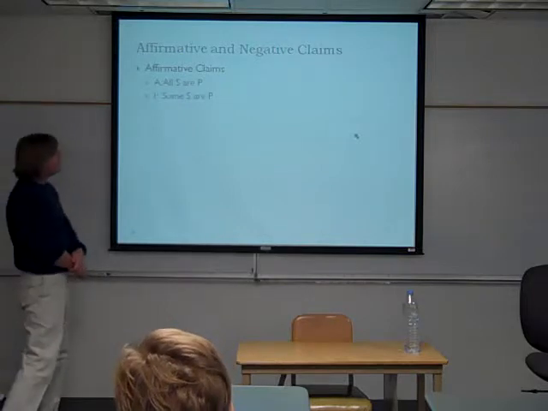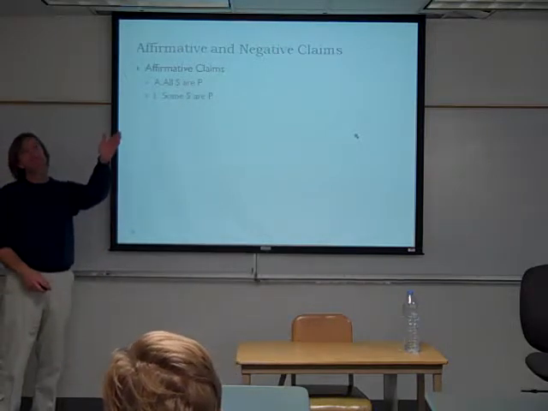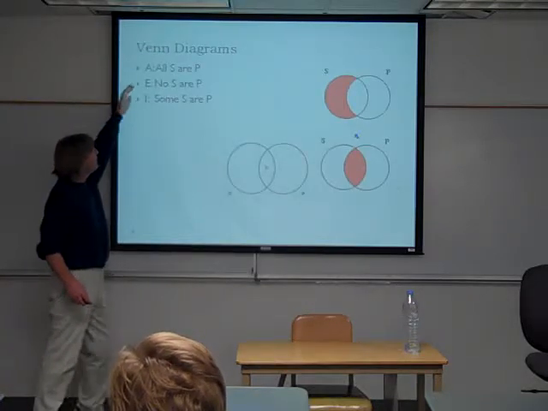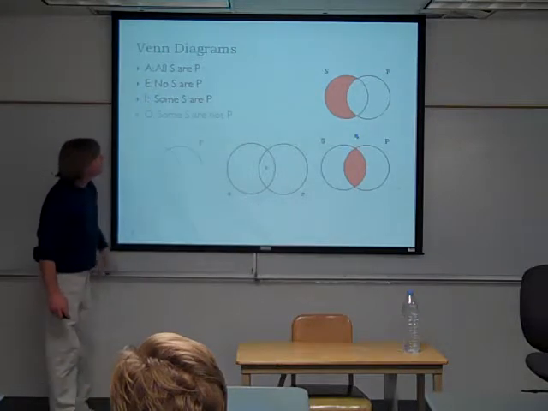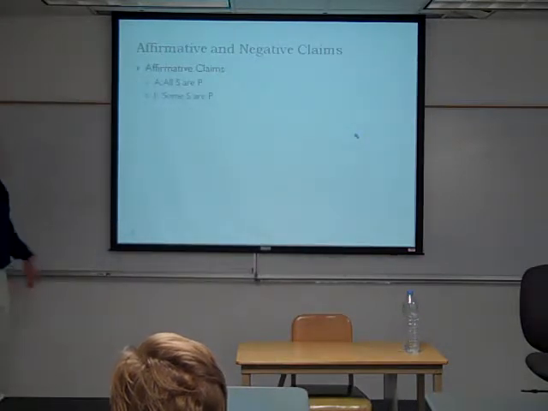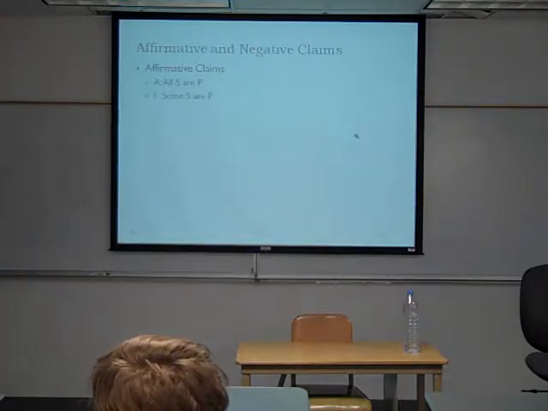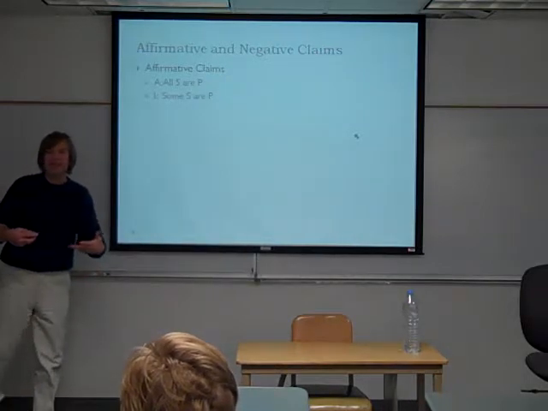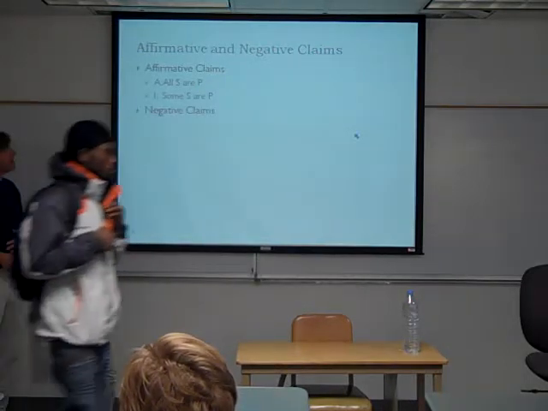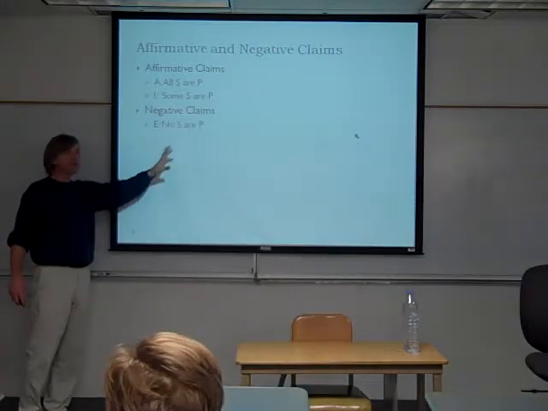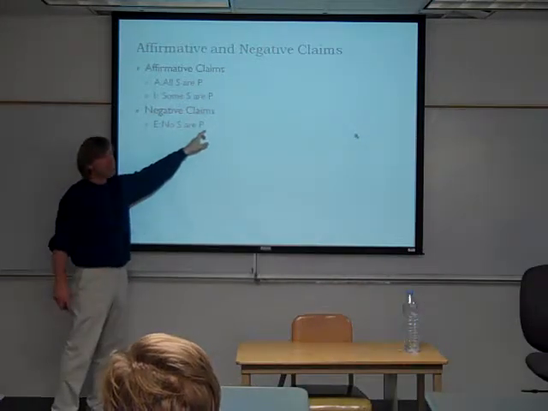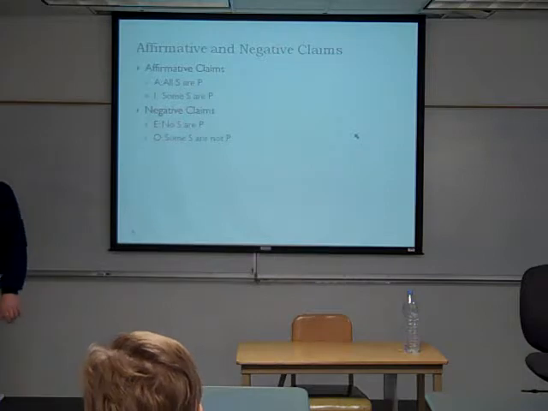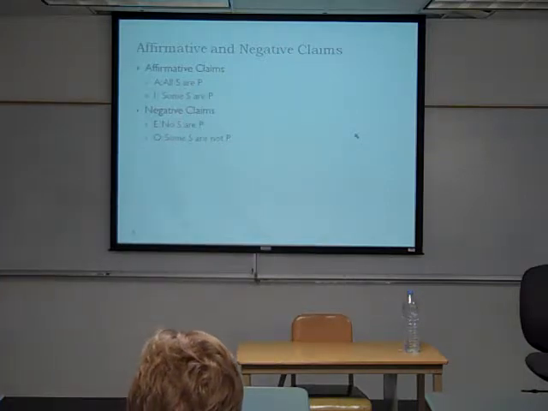I should just say A and I claims, which are this one and this one. These are affirmative. They affirm something. All S is P, some S are P. And so you're saying what is, in fact, the case. Negative claims, we're saying what is not the case. No S is P. And so these are what we call negative claims. Some S are not P. You're saying what is not the case.